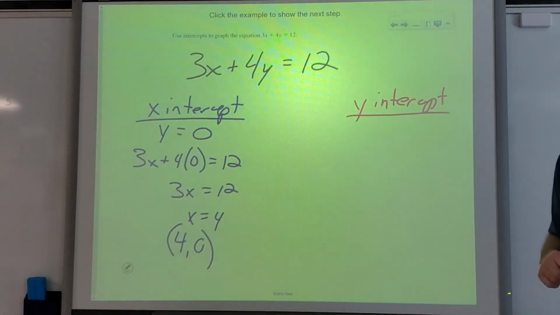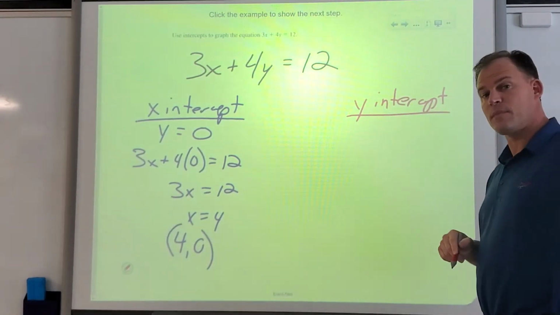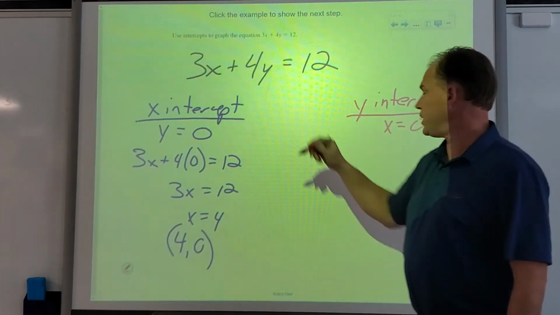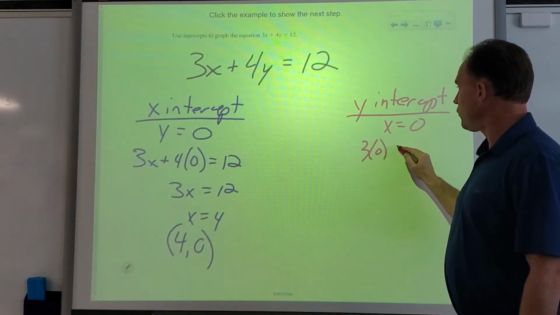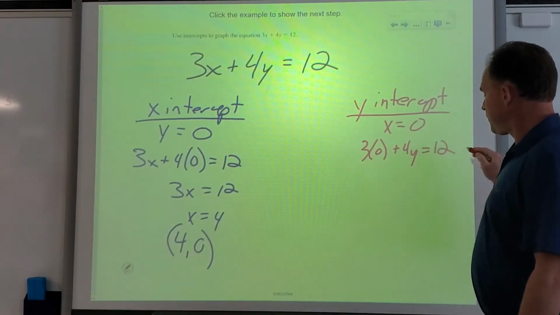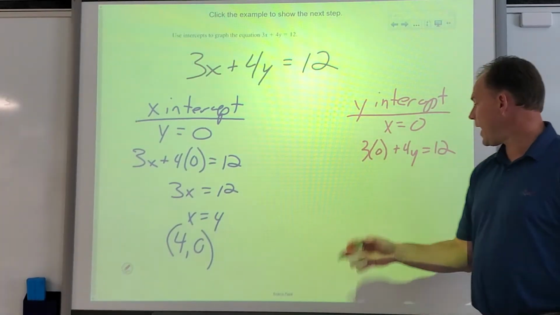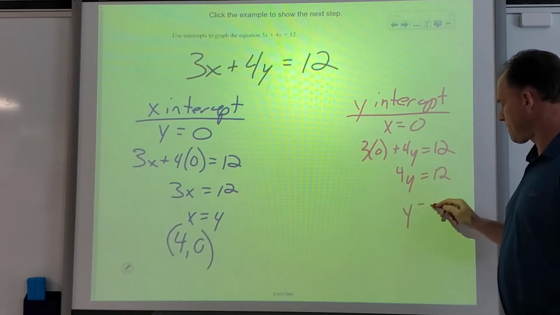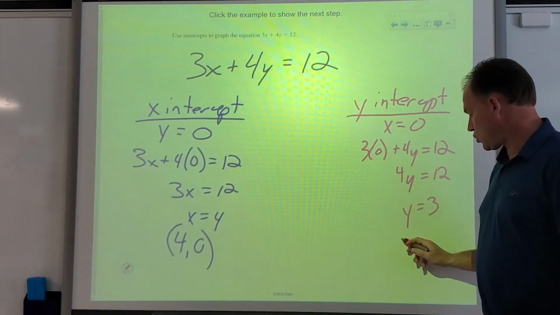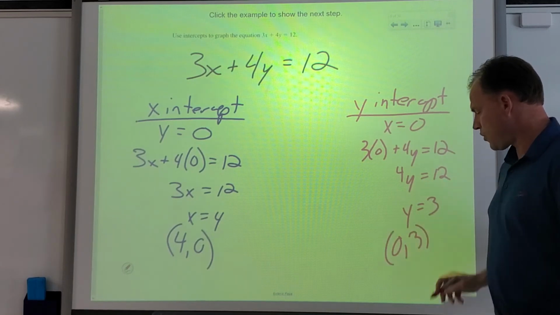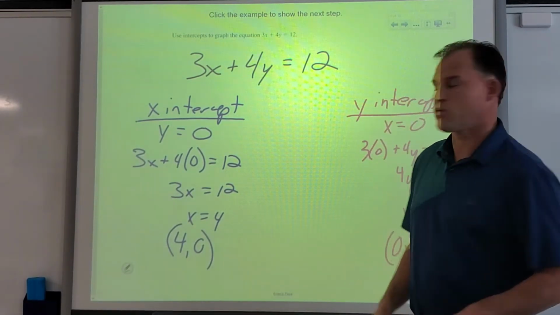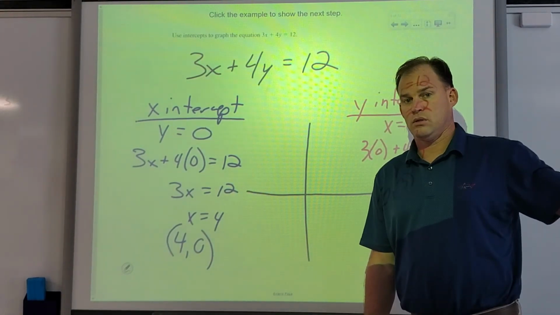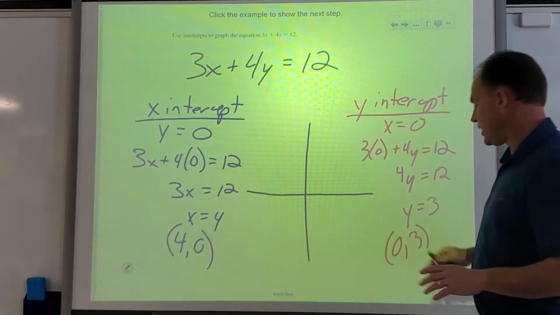Now, I do the same thing for the y-intercept. What do I know about the y-intercept? X equals 0. So I go back to the original equation and I substitute 0 for x. Solve for y. Well, 3 times 0 is 0. Divide. So my y-intercept is 0, 3. Now I need to graph that. This is not horizontal and vertical. These are not lines. These are two distinct points.